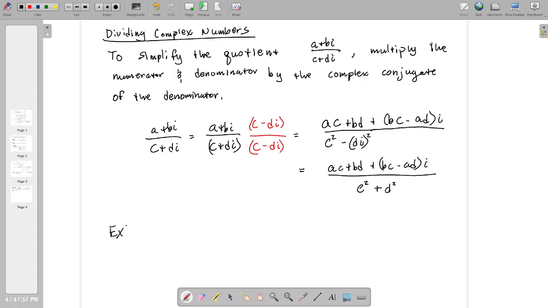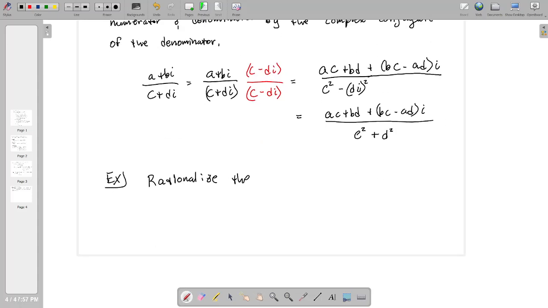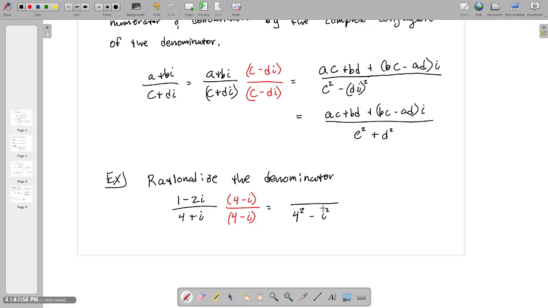Let's do an example of this. Say that we want to rationalize the denominator, and we have a quotient 1 minus 2i divided by 4 plus i, something like this. We're going to multiply top and bottom by the conjugate of the denominator, so 4 minus i, 4 minus i, like this. Then in the denominator, we should end up with 4 squared minus i squared. Now again, remember i squared will become negative 1 by definition.